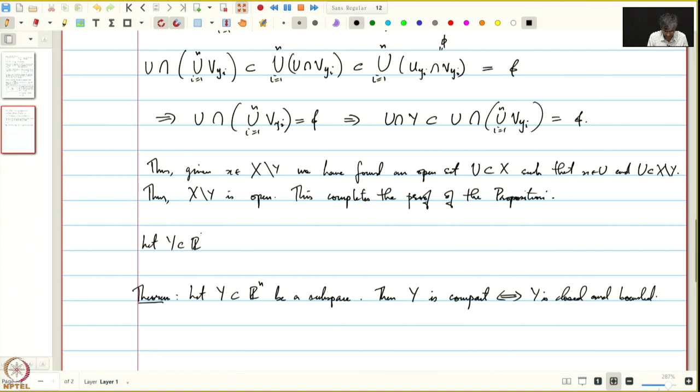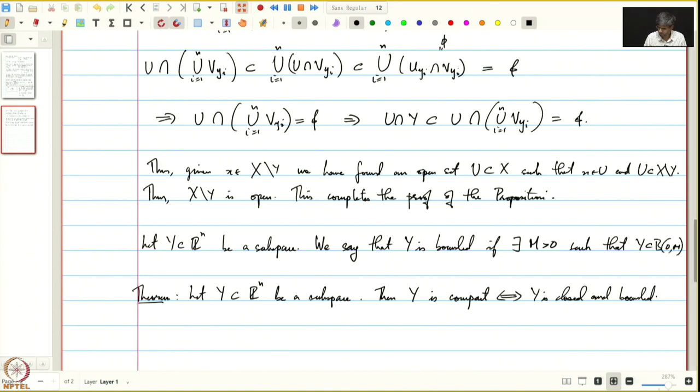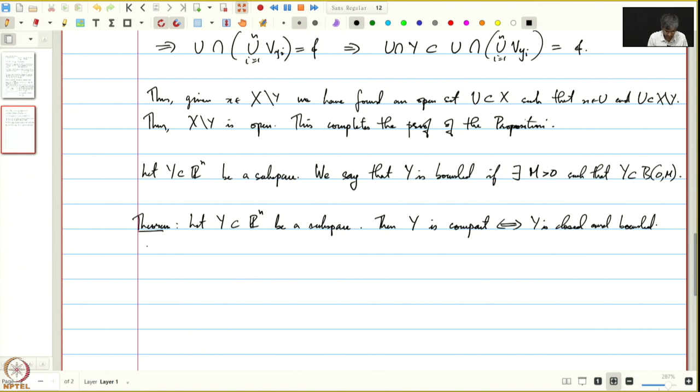So let Y contained in R^n be a subspace. We say that Y is bounded if there exists some M positive such that Y is contained in the ball of radius M around the origin, let's say in the Euclidean metric. Okay, so let's prove this theorem.